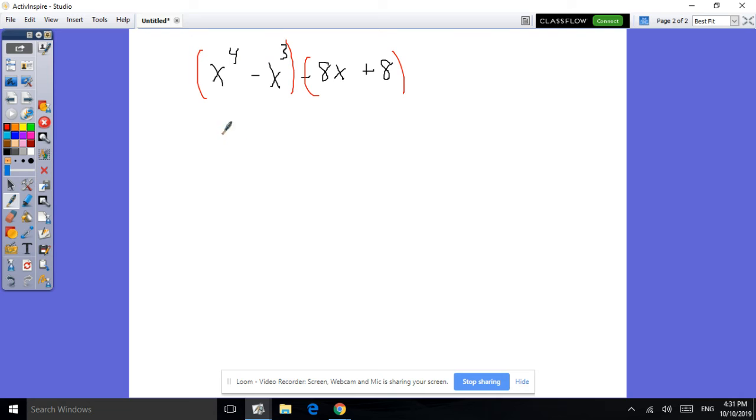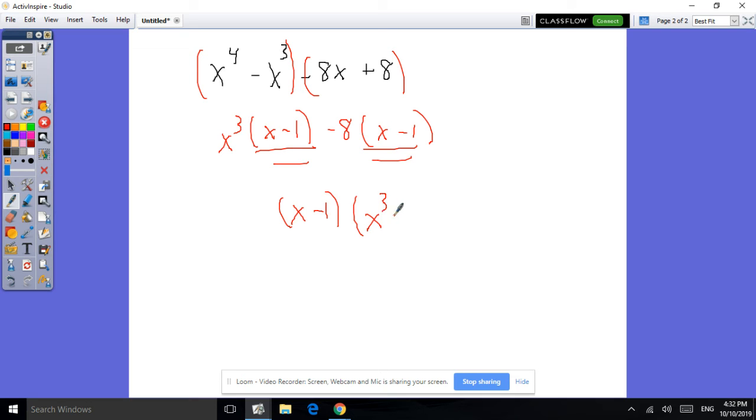Because if you put it outside, it actually makes it say something different. So my greatest common factor here is x cubed. I'm left with x minus 1. Over here, my greatest common factor is negative 8. So I'm left with x minus 1 as well. New greatest common factor, x minus 1. So it's x minus 1 times x cubed minus 8. That's it.